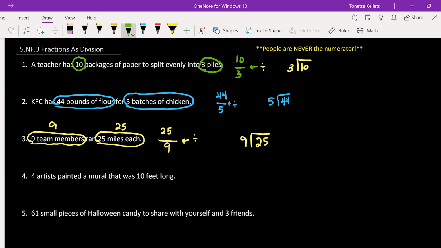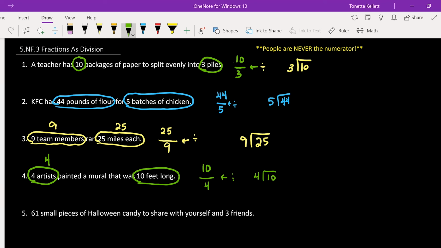Another one here. We have 4 artists. Artists are people. They painted a mural that was 10 feet long. So what's going to go on top? It can't be the 4. It has to be the 10 for the numerator and the 4 for the denominator. 10 feet long is what we're dividing up, divided by 4. Another way to write that would be 10 divided by 4.